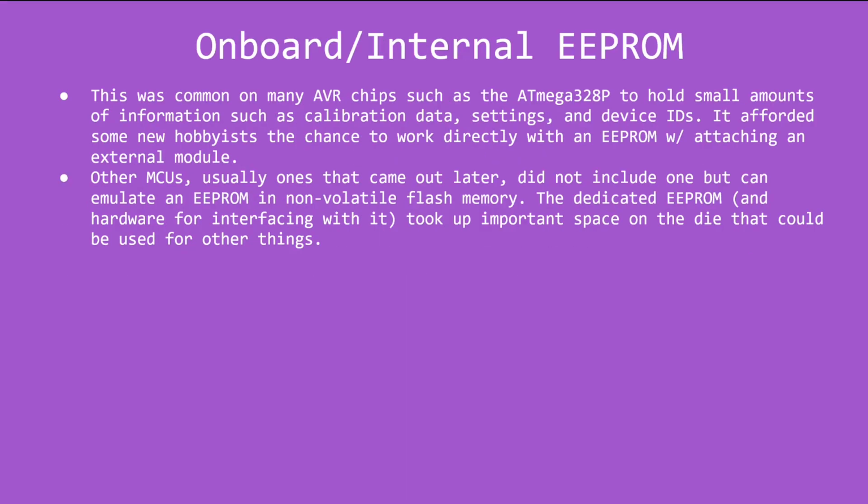Another place you're going to find it is on a lot of AVR chips like the ATmega328P. They've included an onboard EEPROM. It's meant to hold small amounts of information, calibration data, settings, device IDs. That's because flash memory is extremely limited. So again, bits count. If you can put them somewhere else that's non-volatile, all the better. But it also had the secondary effect that hobbyists that picked up the Arduino Uno and other models could work directly with an EEPROM without attaching an external module.